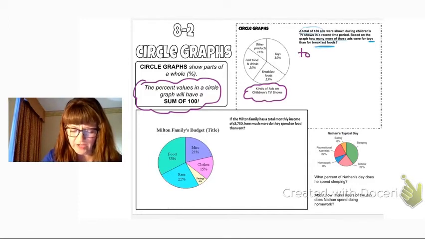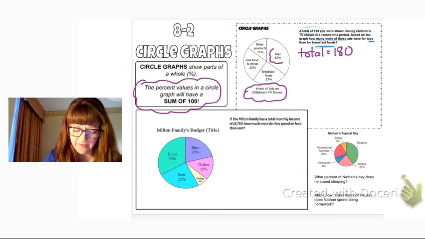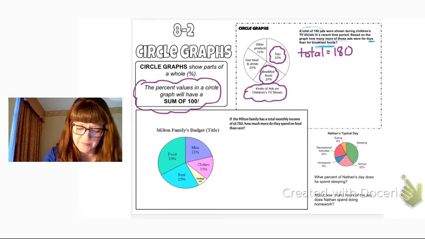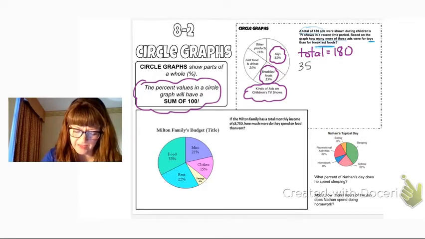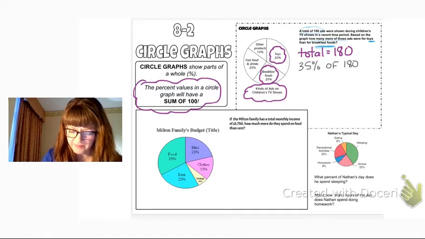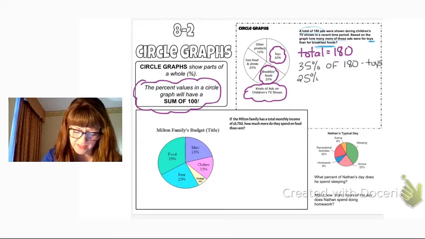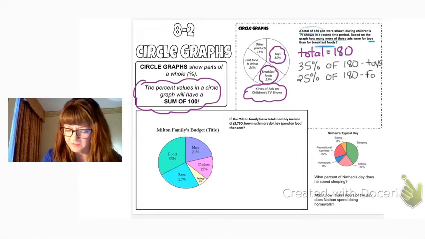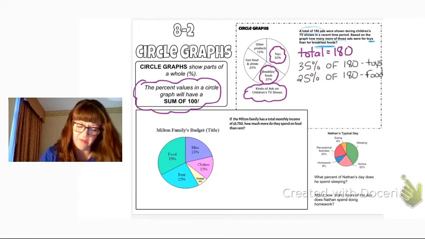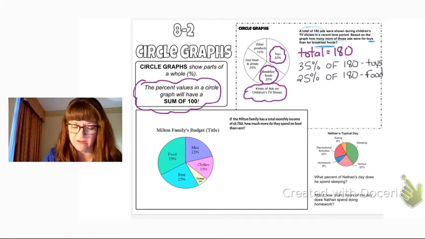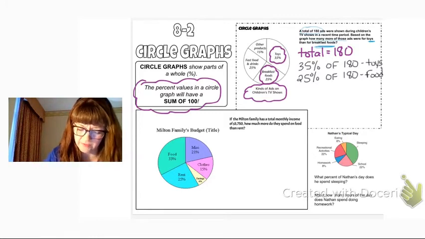So we know our total number of ads is 180. And we know that 35% of those were toys and 25% of those were breakfast foods. So I could think, well, 35% of 180 is toys, and 25% of 180 is breakfast food. If I want the difference between those two, then I need to find 35% of 180 and 25% of 180. So let's look at that.